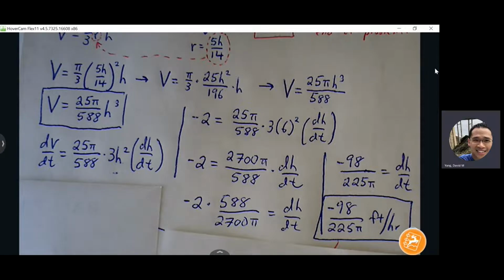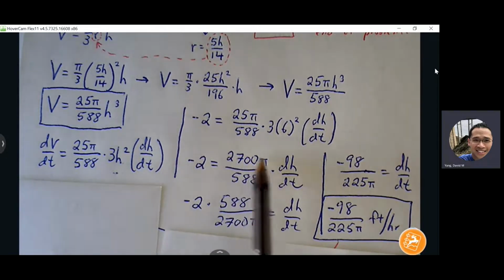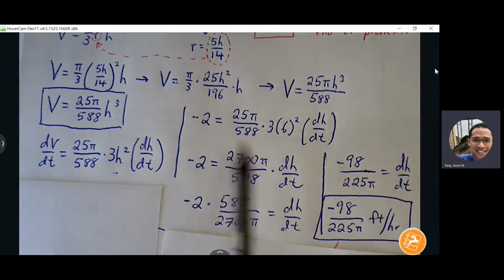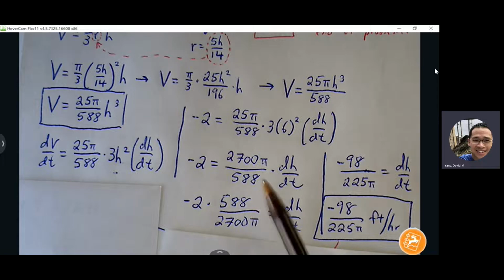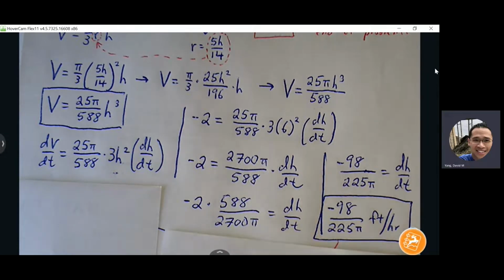And then just make the calculator do some of the work for you. Okay, so 25 times 3 times 6 squared, that's 2,700. I'm leaving the pi out of my calculator, just putting it in the numerator to the side. And then now I have just a fraction that I have to move over to the other side. If I want to divide a fraction to the other side, that's the same thing as multiplying that reciprocal to the other side. Good. So my 588 is going to come up to the numerator. My 2,700 pi is going to be in the denominator. So pay attention. That pi is now in the denominator.